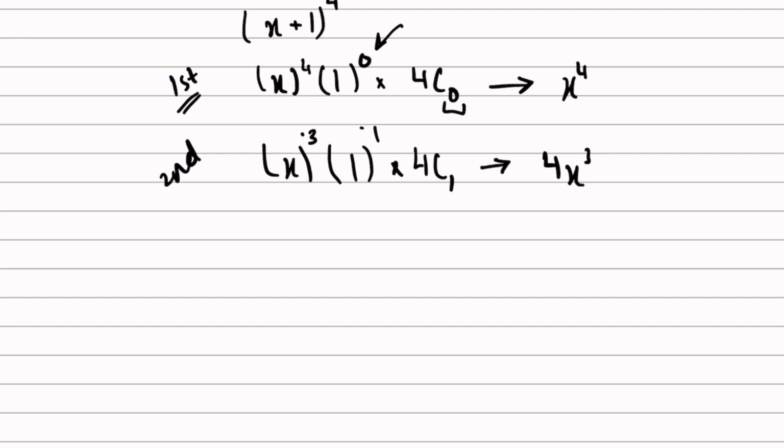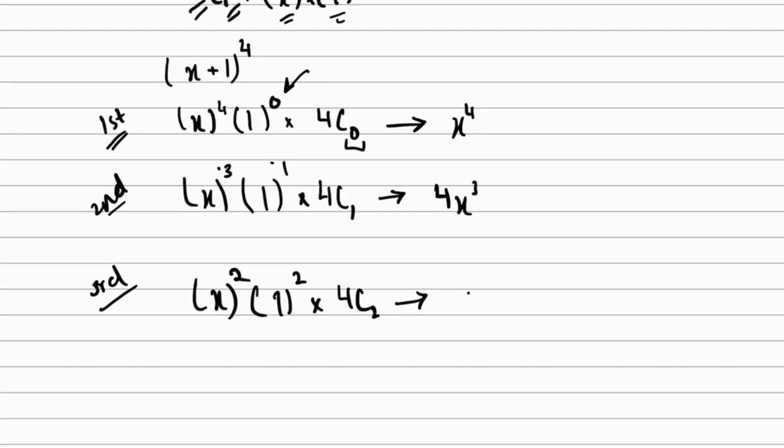Let's say something like this third term. The third term is going to be x to the power of 2 times 1 to the power of 2, and they're supposed to add up to the power of the binomial, and so 2 plus 2 is 4, and then you multiply this by 4 choose the power of the second term, and that should give you 6, because 4C2 is 6, 1 to the power of 2 is 1, and so the term is 6x squared.